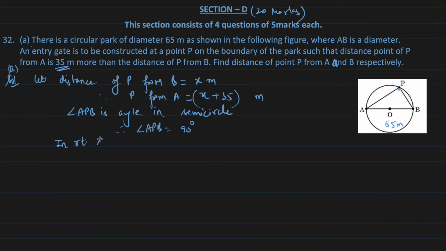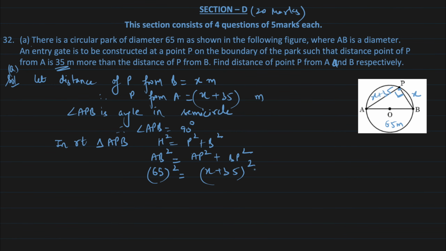So in right triangle APB, you know hypotenuse square is perpendicular square plus base square. Hypotenuse is AB, right? Because this is 90 degree angle. Perpendicular you can take AP and BP square. So AB का value हमको given है 65 square. Use करेंगे हम इधर. AP we have taken as x plus 35 और ये हमने लिया है x plus 35 square. So ये quadratic equation का question है. Okay students, after doing this, so let's solve.